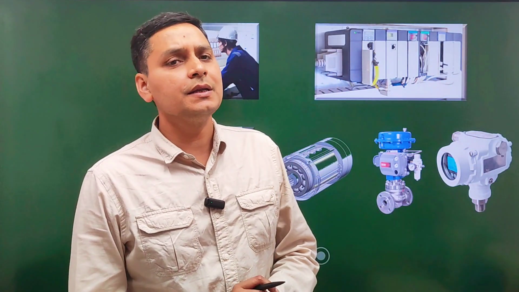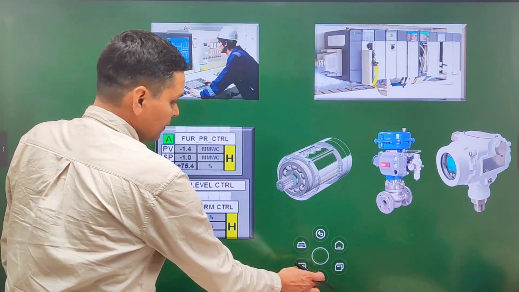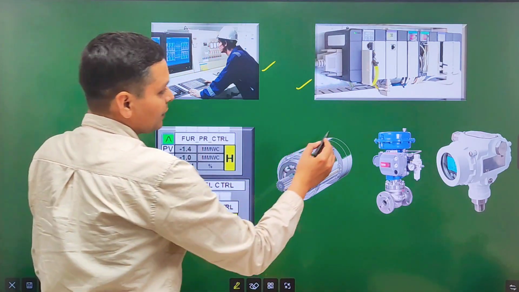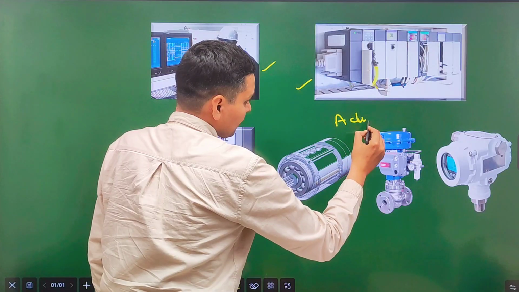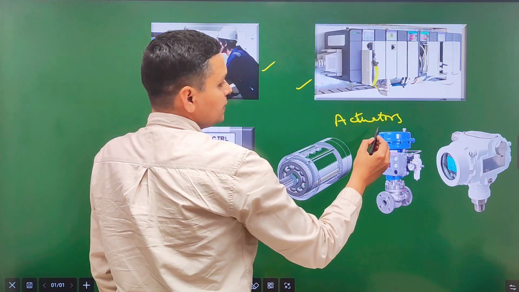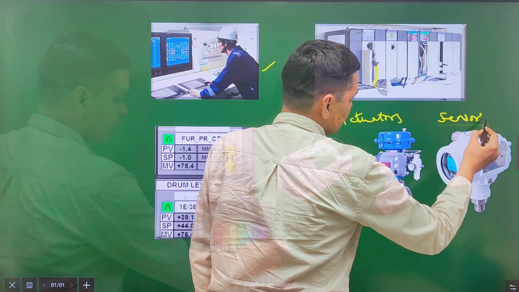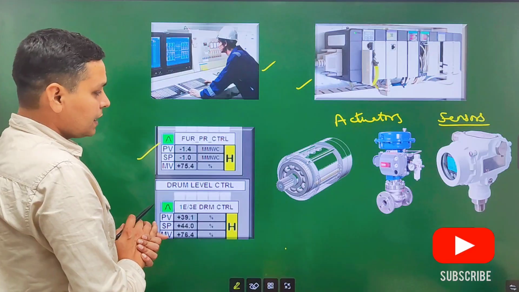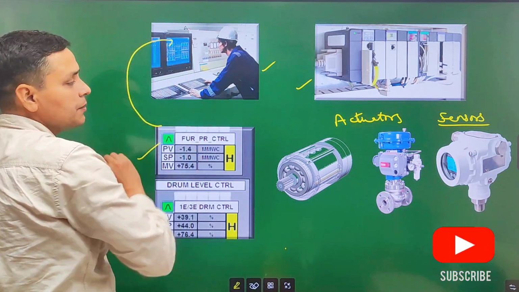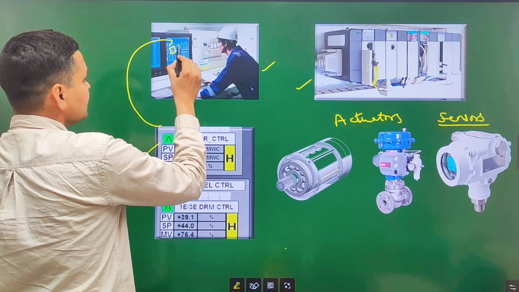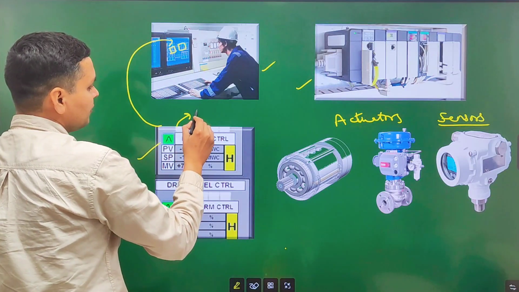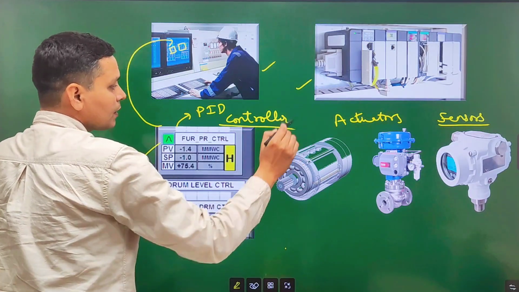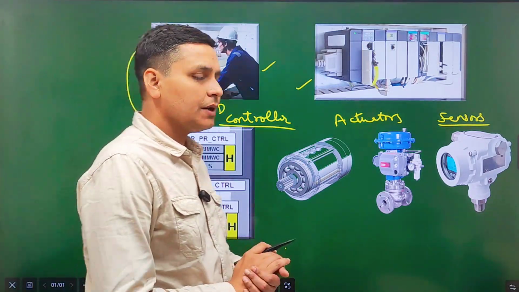Look friends, when we work in any industry, we will find a SCADA there, we will find a PLC and we will find some actuators and sensors. Here we will also find the PID controller. But if we are using SCADA, these PID controllers are inbuilt. Here you will find some blocks are shown and these blocks are for the PID controller.